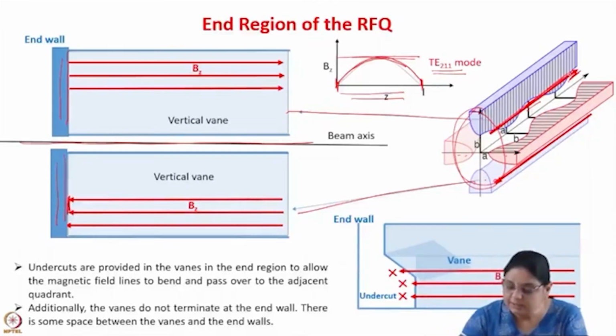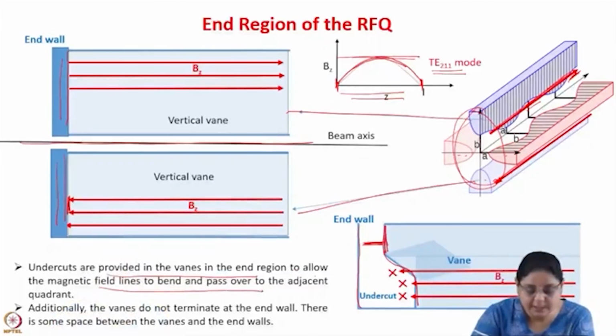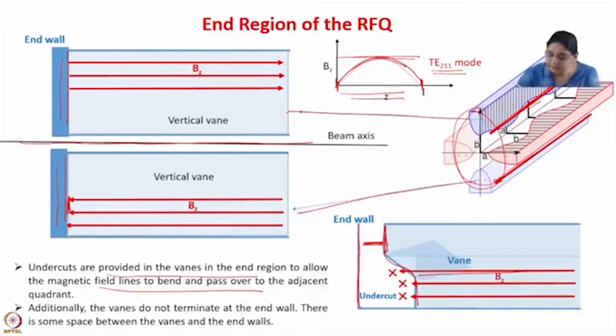So what can be done is that the vane is not directly terminated at the end wall. Instead, some space is left between the vane and the end wall, and in addition some undercuts are provided in the vane. The undercuts are provided in the vanes in the end region to allow magnetic field lines to bend and pass over to the next quadrant. The magnetic field lines are coming like this. Since they do not see the end wall immediately, they do not go to 0. Instead, there is some space between the vane and the end wall, so the magnetic field lines can bend over and pass over to the next quadrant.